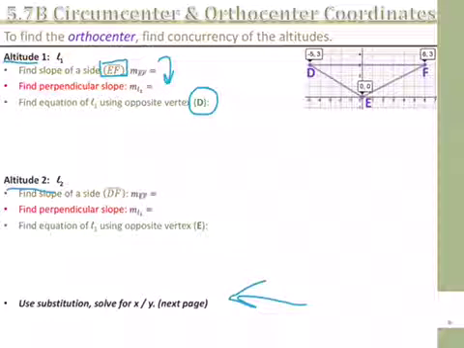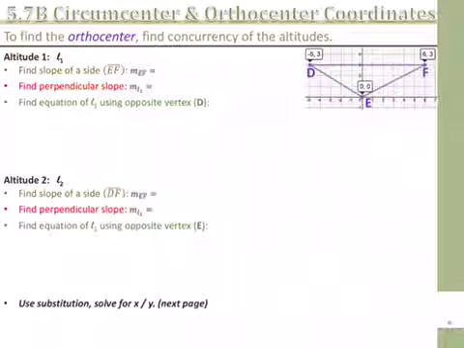The first one's that we can get a good process down, and then the next one, because DF is a horizontal line, should actually be easier for us. EF, okay, find the slope of that side. That looks like it's up 3, right 6. So that slope is 3/6, which reduces to 1/2.